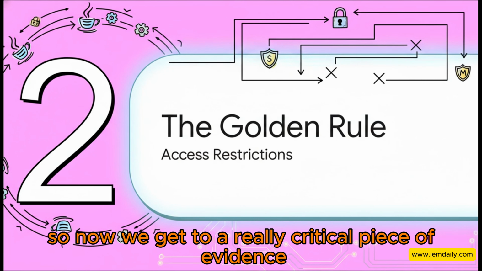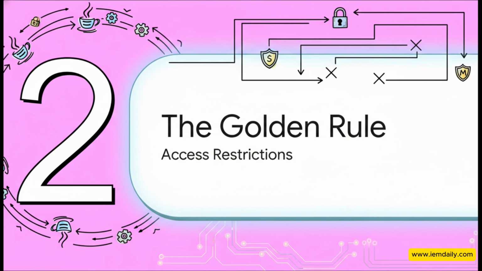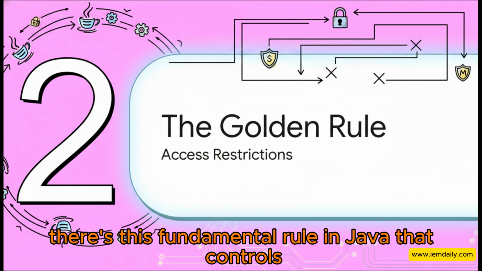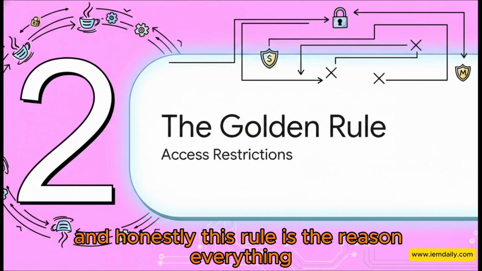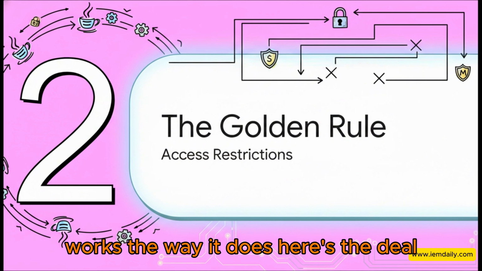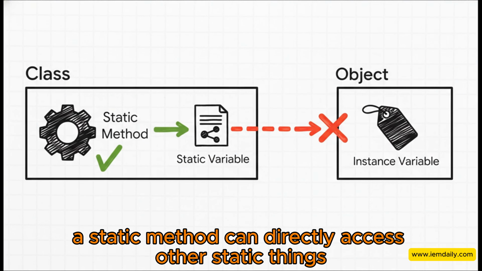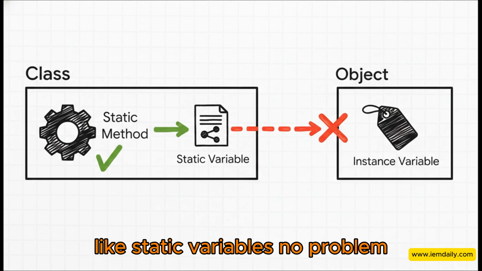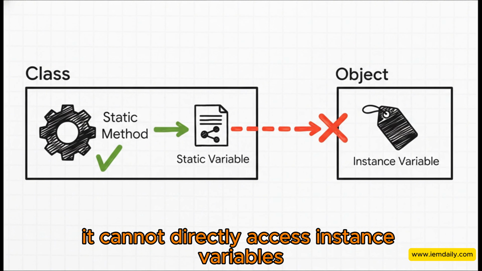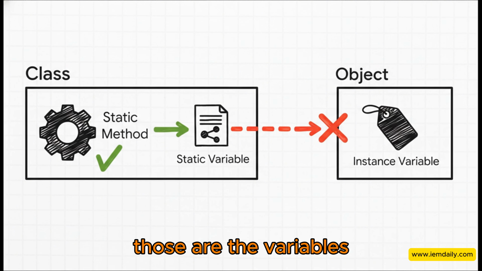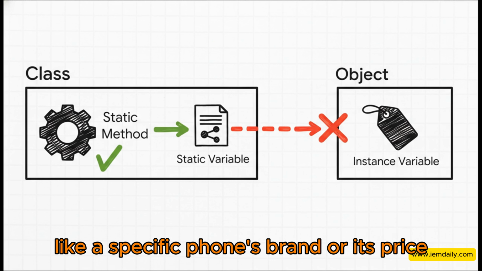So now we get to a really critical piece of evidence. There's this fundamental rule in Java that controls what a static method can and cannot do. And honestly, this rule is the reason everything works the way it does. Here's the deal. A static method can directly access other static things, like static variables. No problem. But, and this is the really important part, it cannot directly access instance variables. Those are the variables that belong to individual objects, like a specific phone's brand or its price.